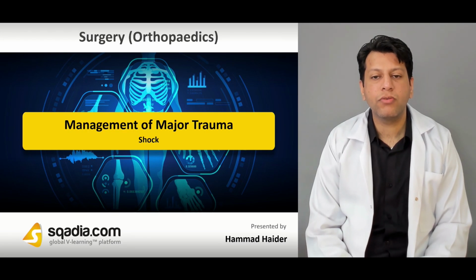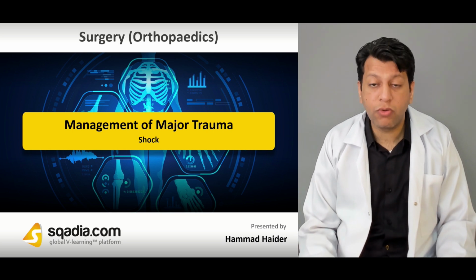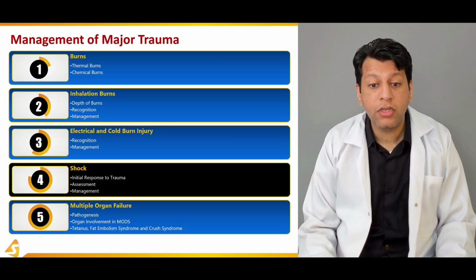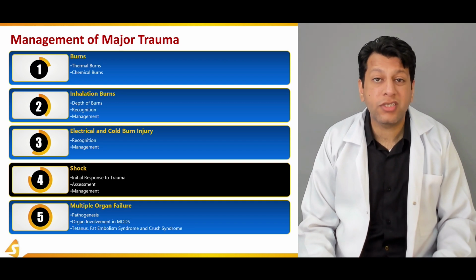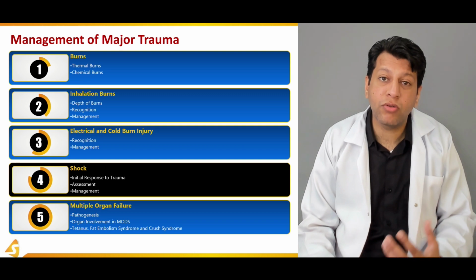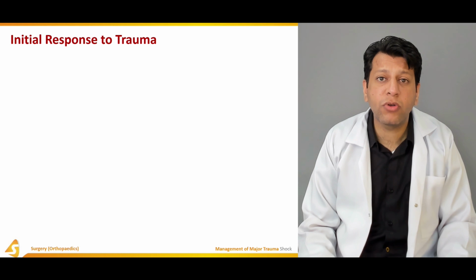Now, moving on to the fourth section, that is the shock. In this section, we will be briefly going over the different types of shock, what is the initial response to trauma of the body, how to assess what type of shock it is, and how to manage that specific type of shock. So what is the initial response to a trauma?